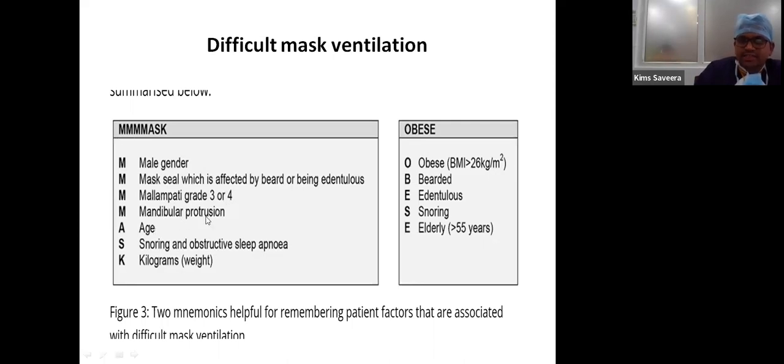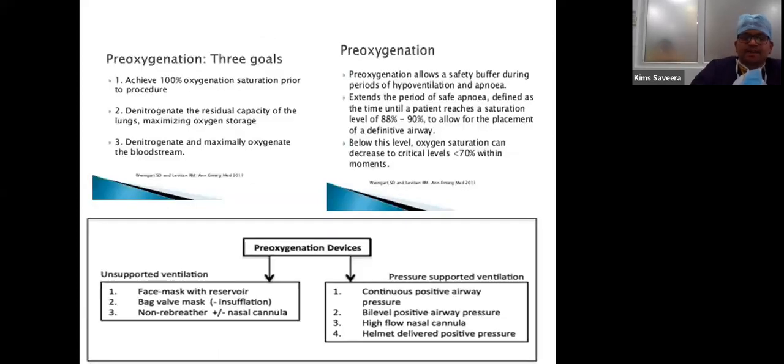Age greater than 60, then they will be edentulous, and history of snoring or obstructive sleep apnea, or BMI greater than 35. This is another thing where we see BMI greater than 26, obese, beard or edentulous, snoring, and elderly. These are the conditions where we commonly see difficult mask ventilation.